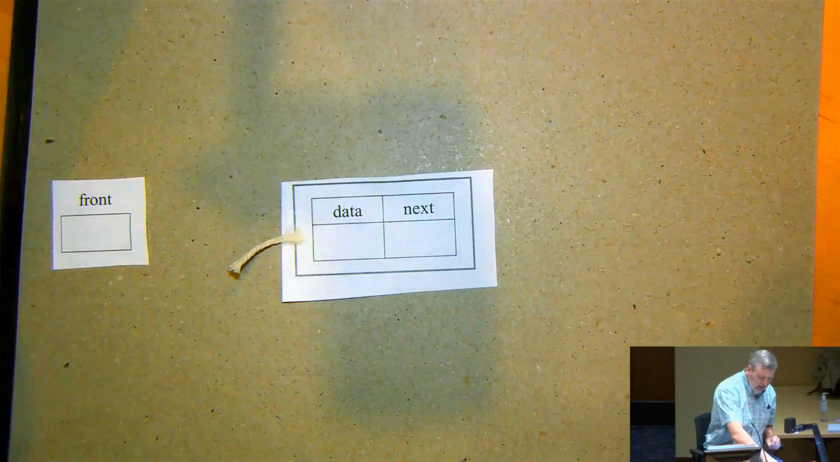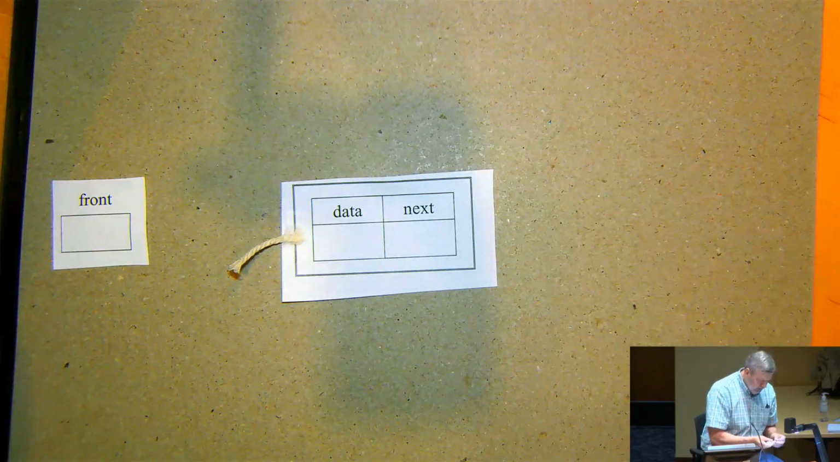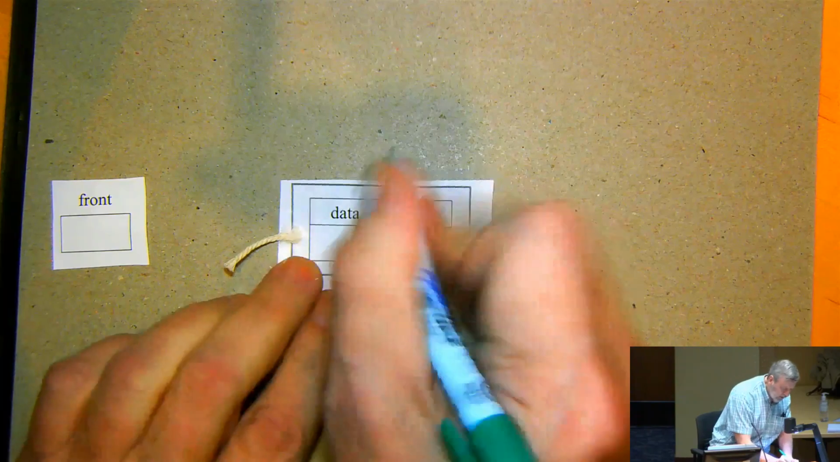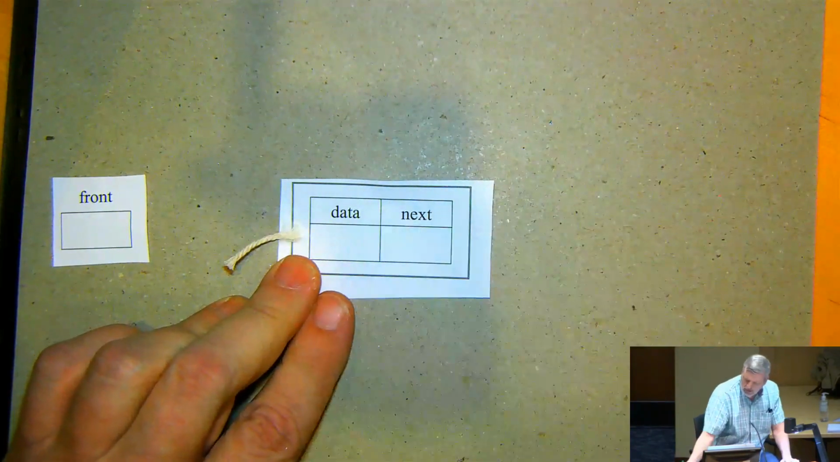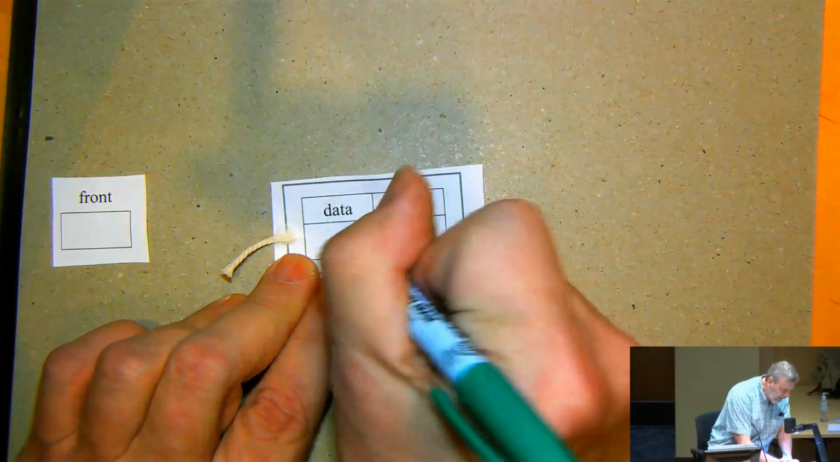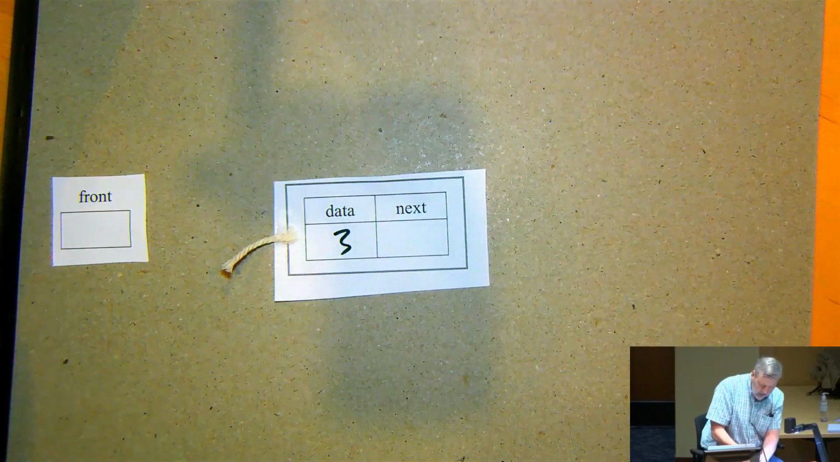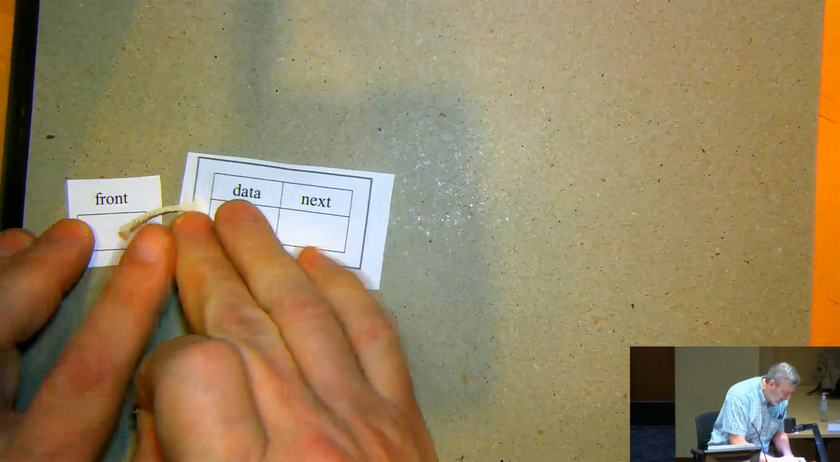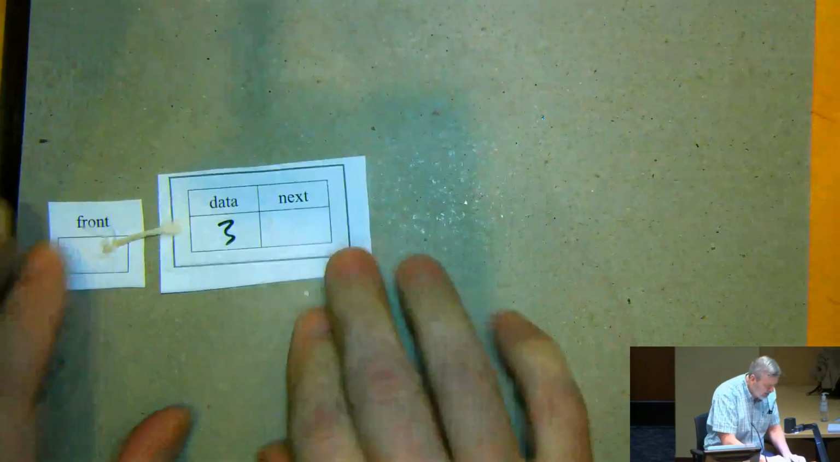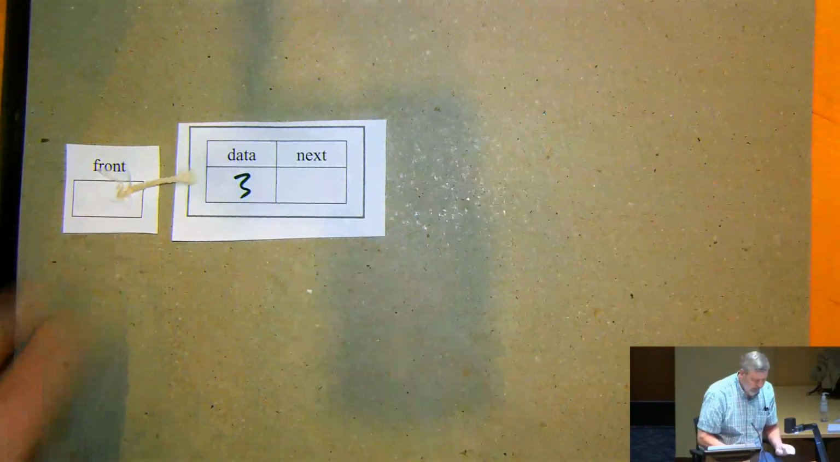I like physical analogies to things. So I kind of like the idea of thinking of nodes as being actual things. If I was going to try to put together the list that has the 3, 5, 2 in it, then I'd have a node that has a 3 in it. And if I wanted front to refer to that node, then I imagine that there's a connection that's been set up, that front has a reference to that node.